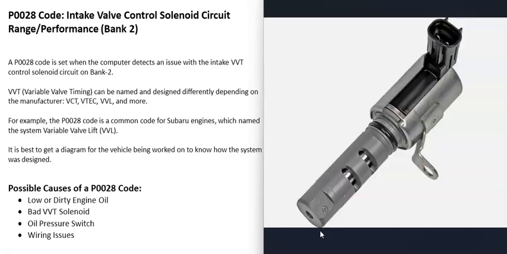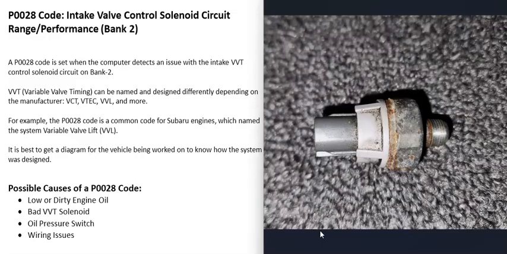But the next thing that could cause this is a bad variable valve timing solenoid. And the next thing that could cause this is a bad oil pressure switch. And don't confuse this with the engine oil pressure switch. This is going to be for the variable valve timing. Again, there can be differences in systems, so be sure to check your diagram to see what's going on.